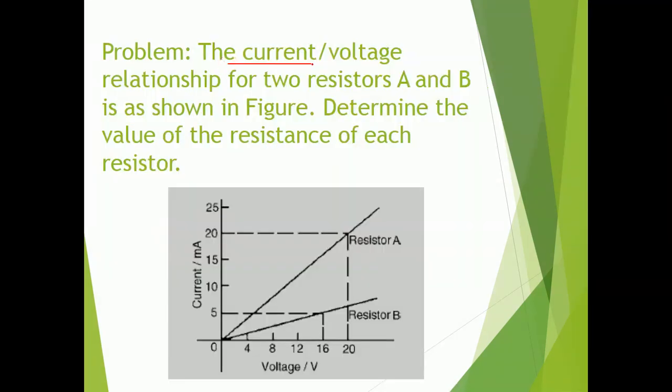The current voltage relationship for two resistors A and B is shown in the figure. So you can see it over here. In this graphical representation, we have two resistors, resistor A and resistor B. First of all, for resistor A, voltage is 20 volts, current is 20 milliampere. On the other hand, for resistor B, we have 16 volts and 5 milliampere current.